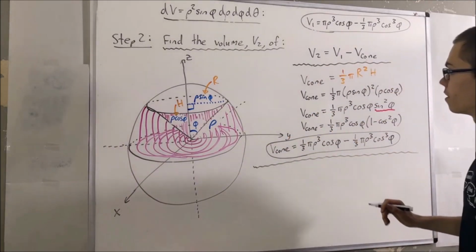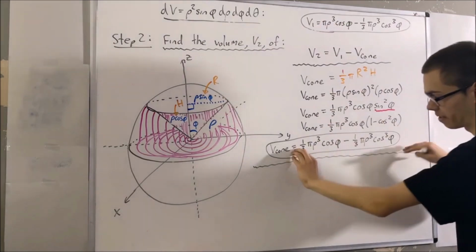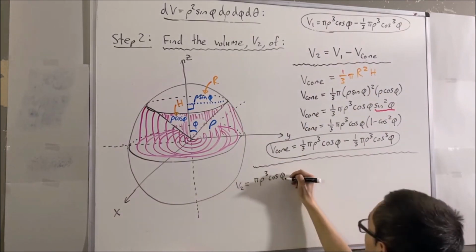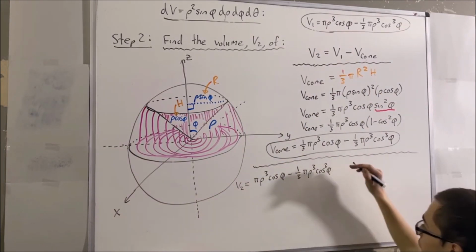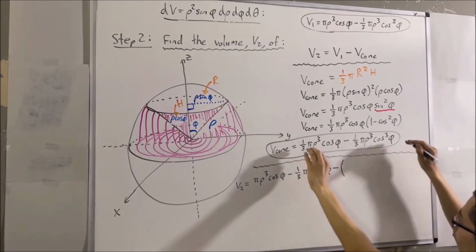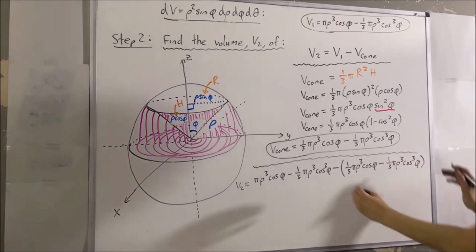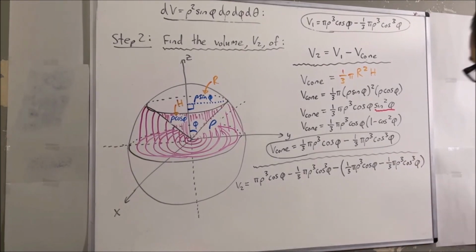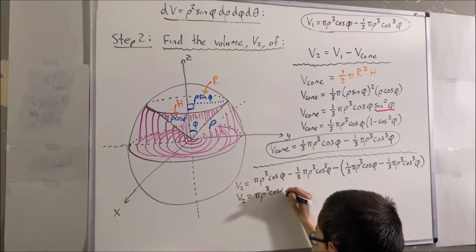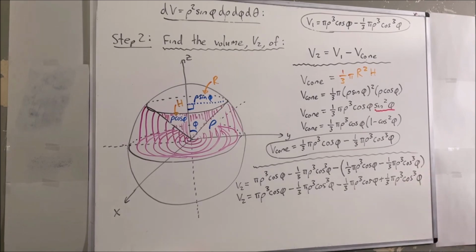Therefore, to find V2, all we're going to do is take this thing and subtract it by this thing. So I'm just going to rewrite V1 right here. And we're taking that and we're subtracting it by the volume of the cone. So really, in parentheses, I'm going to rewrite this right here. So this is what we have now. So next, I'm going to distribute the minus sign across this parentheses. And that is what we get.